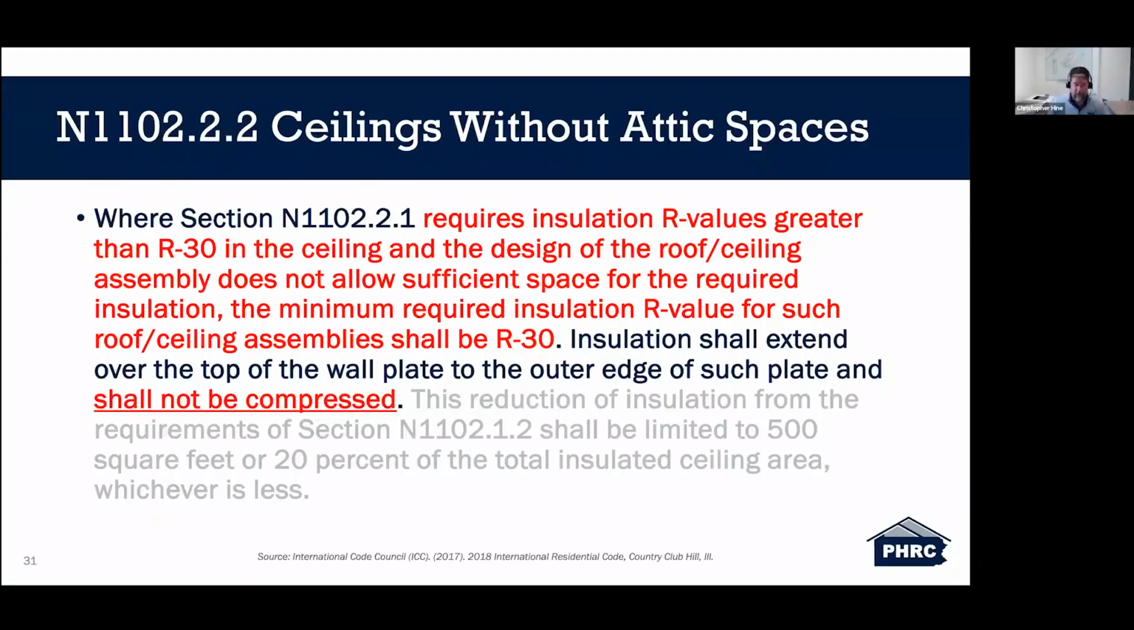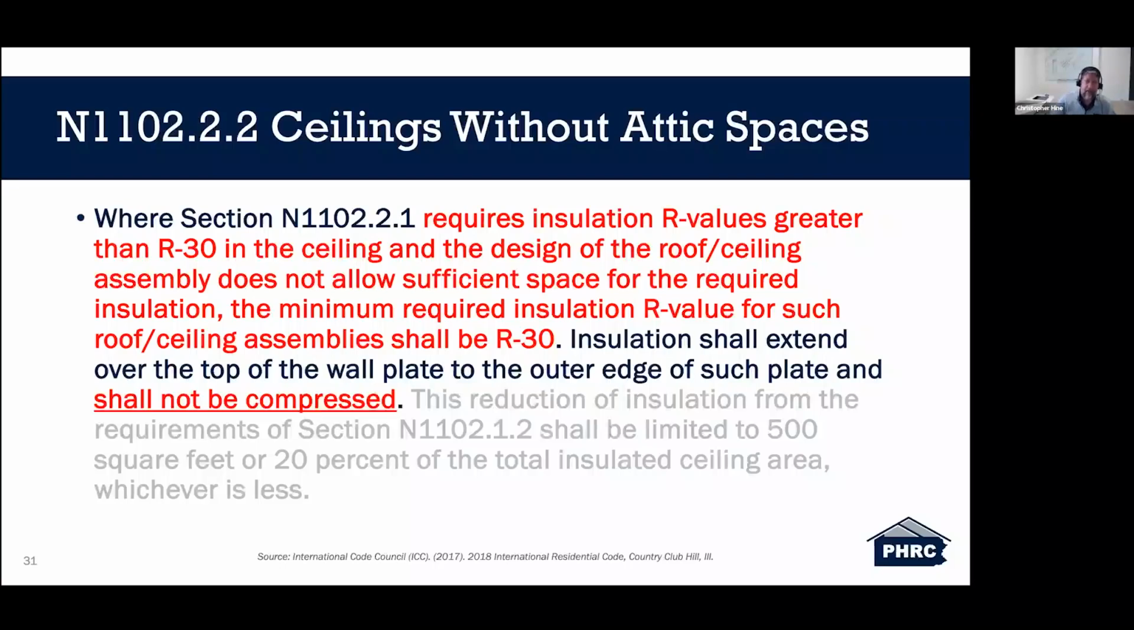But that's not why we're here today. Why we're here today is to talk about ceilings without attic spaces. The reason I didn't start right into these provisions is because we needed a starting point based on the code. And that starting point is an R49 for a standard attic, or standard ceiling with attic spaces. From that point, you have to build, and you can come down to 1102.2.2, which is ceilings without attic spaces.